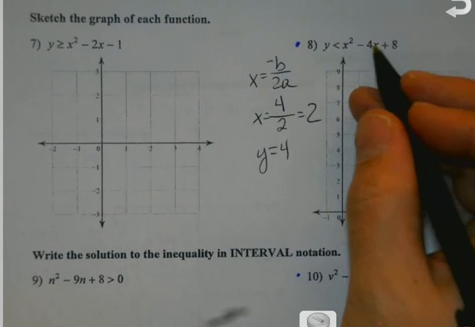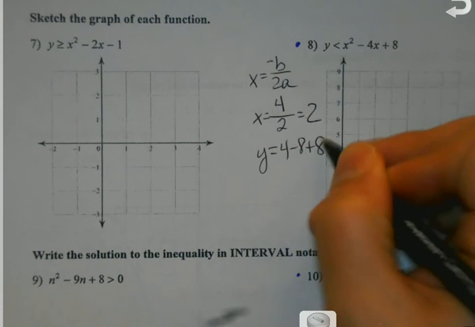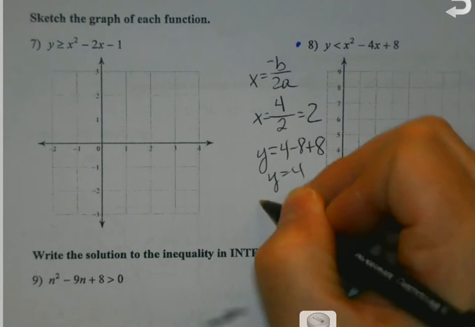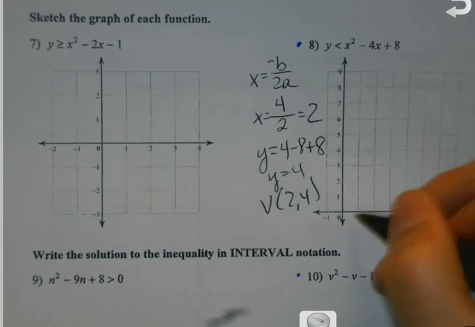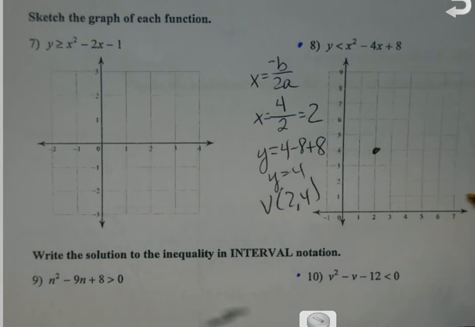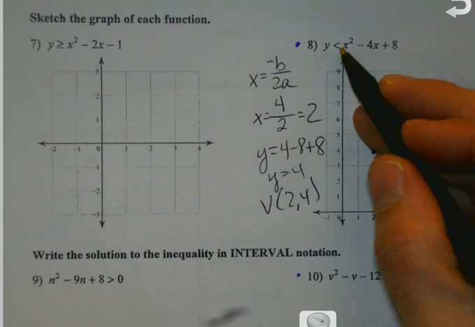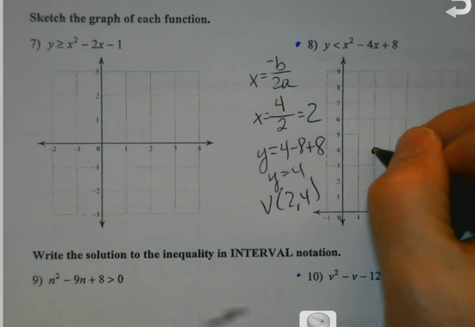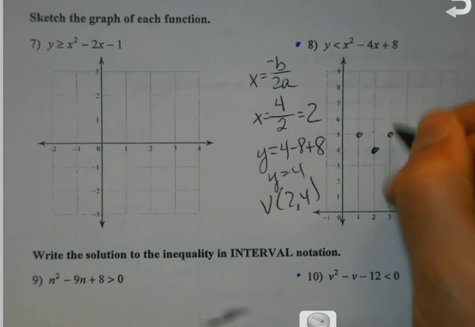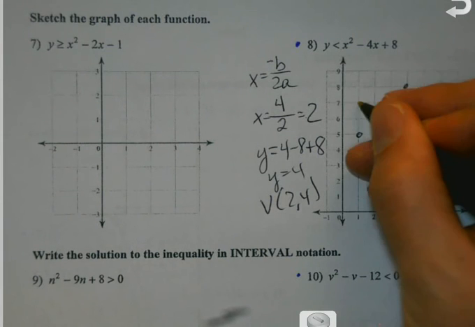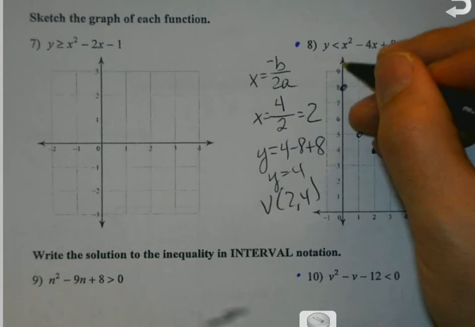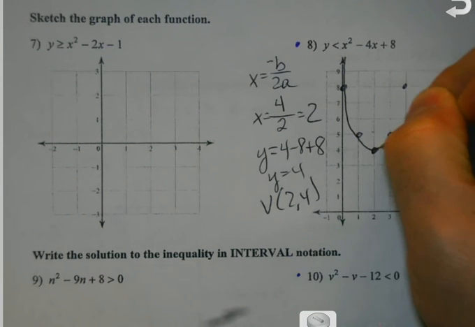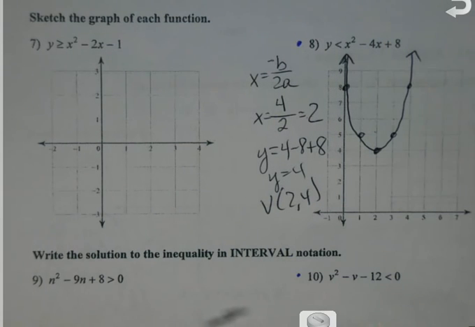4 times 2 is 8, so minus 8 plus 8 would be 4. So my vertex would be at (2, 4). And since my a value is 1, again, now we're in parabola mode, so if we're going to go to a pattern here, it's up 1 and over 1, up 3 and over 1. And then again, if I wanted to keep going and I had the room, I'd be able to go to 5 and so on. So I get that graph, but it's not just equals, it's an inequality.